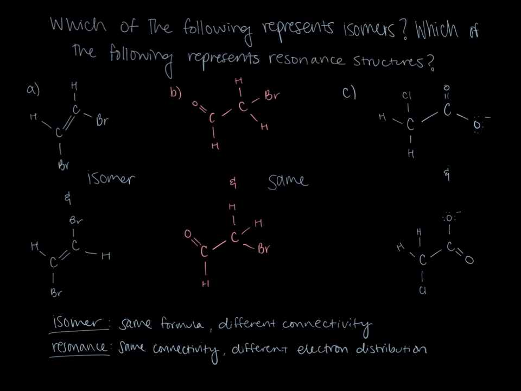So lastly, let's look at set C. Set C would be considered resonance structures due to the movement of electrons between the 2 oxygens. Electrons in the molecule are able to travel between the 2 oxygens in the form of a lone pair creating a double bond between the oxygen and carbon.